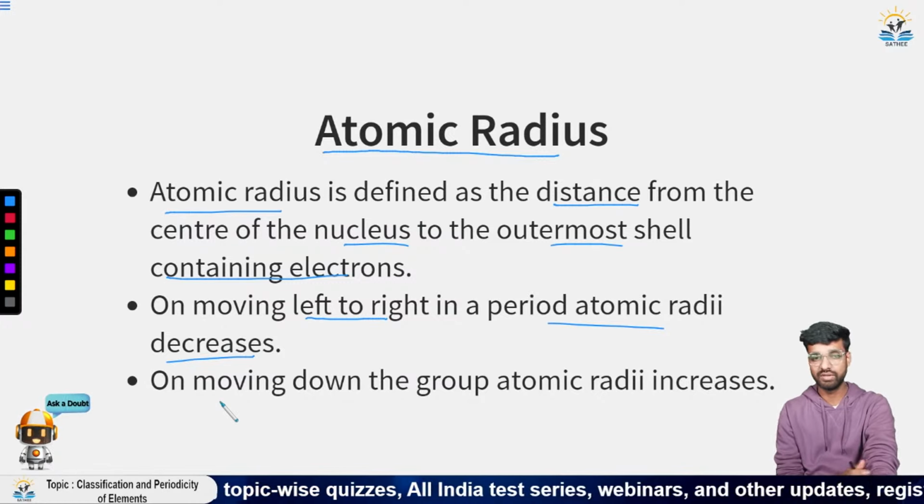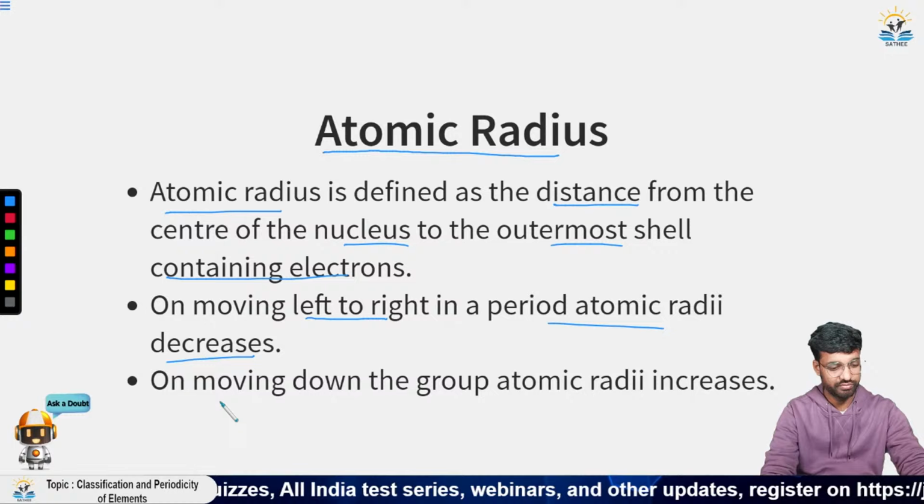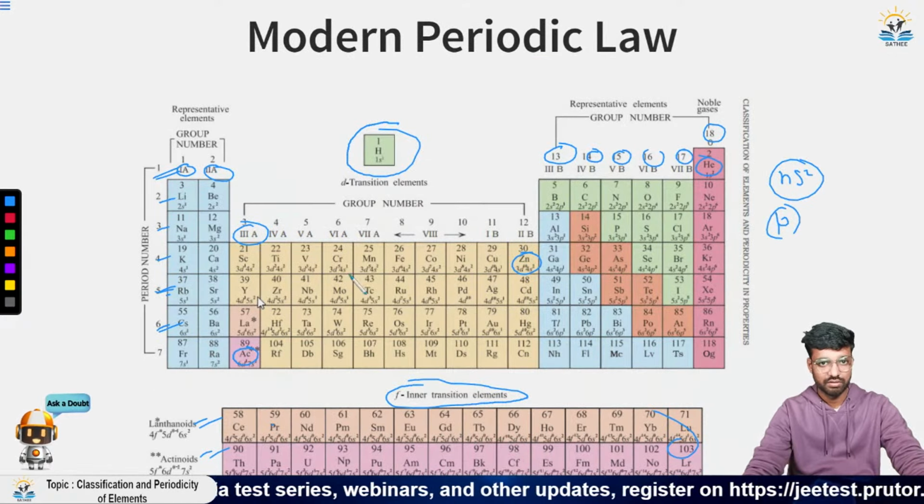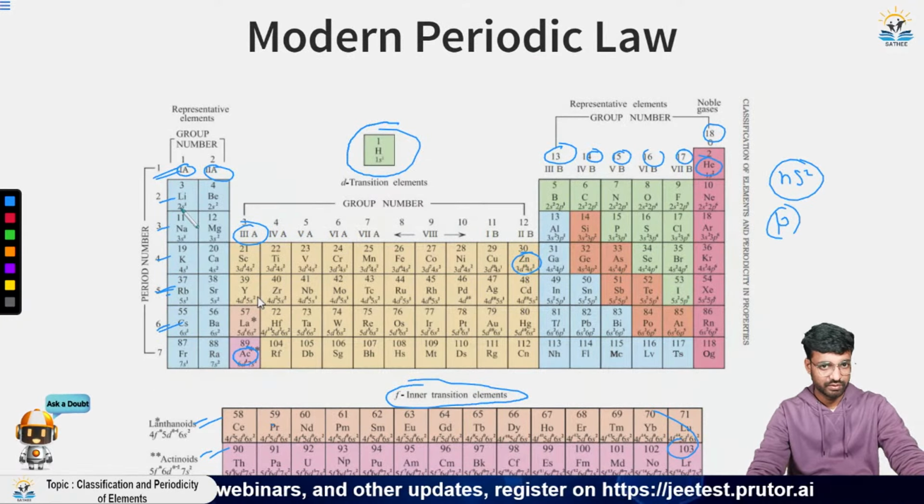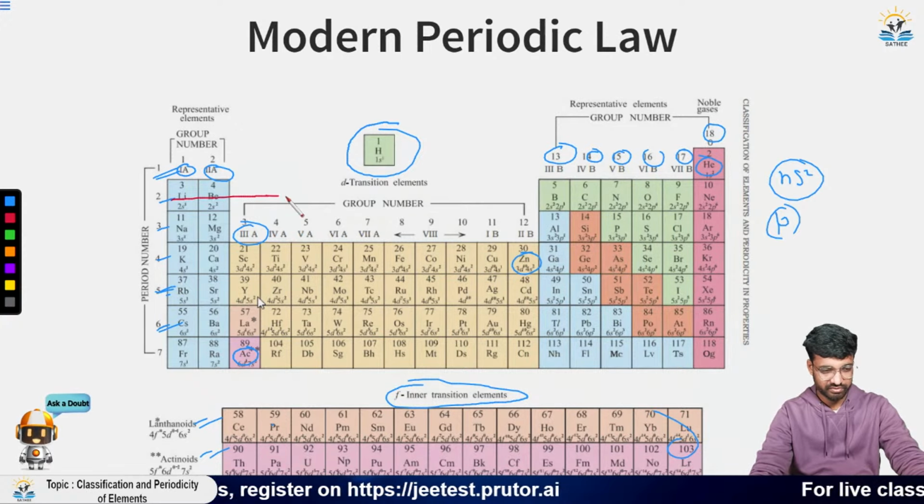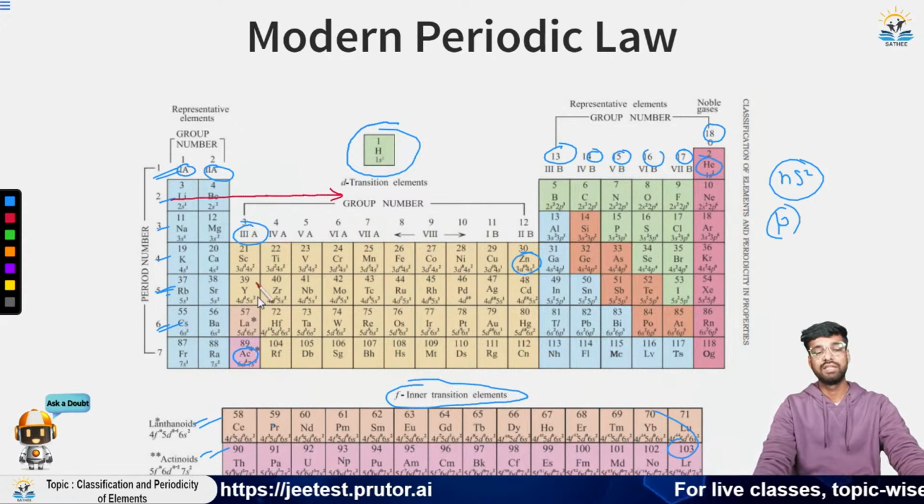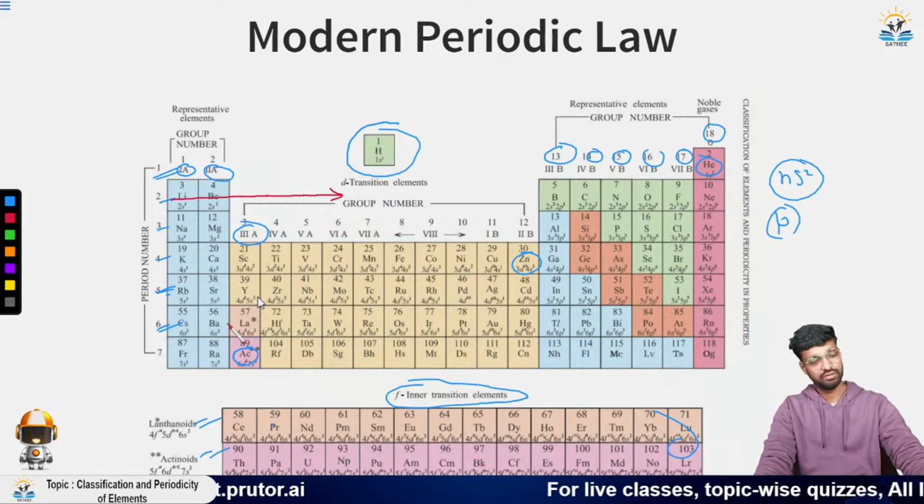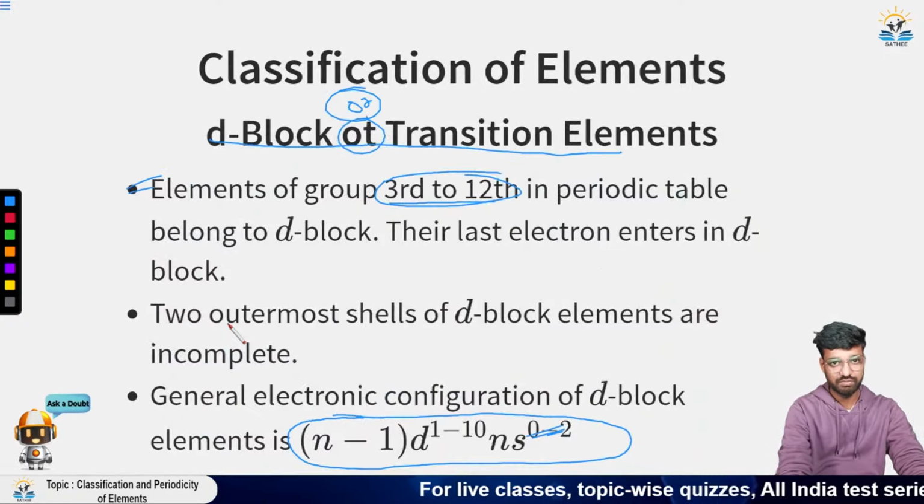If you move from left to right in a period, so if you see the periodic table, this is the periodic table we have here. If you move from this side to this side, then the atomic radii decreases. So why does it happen? Let me explain it for you.